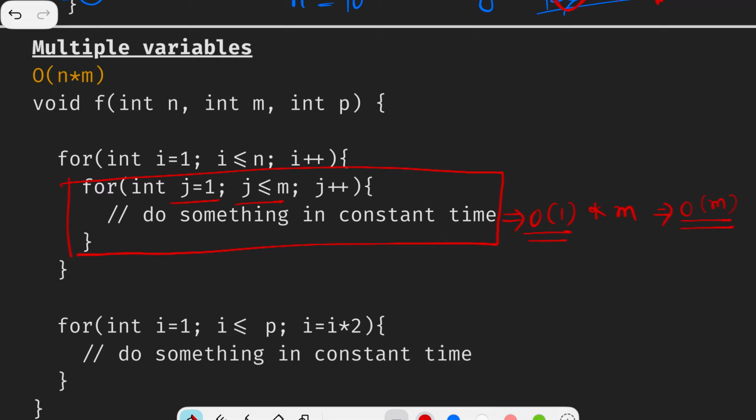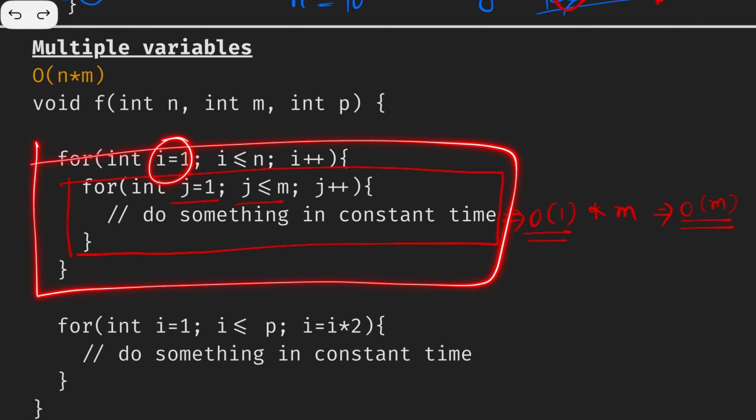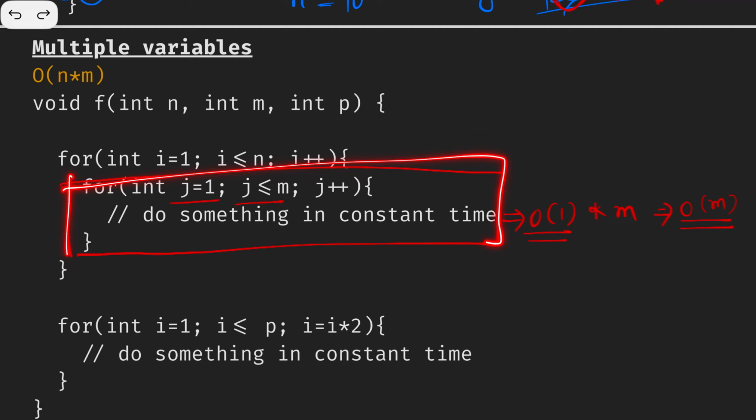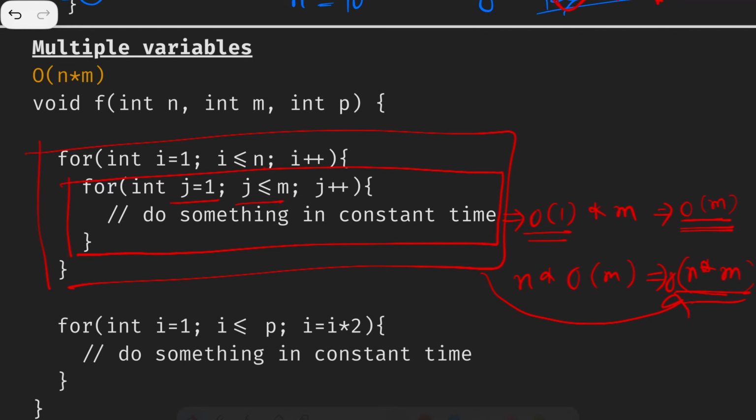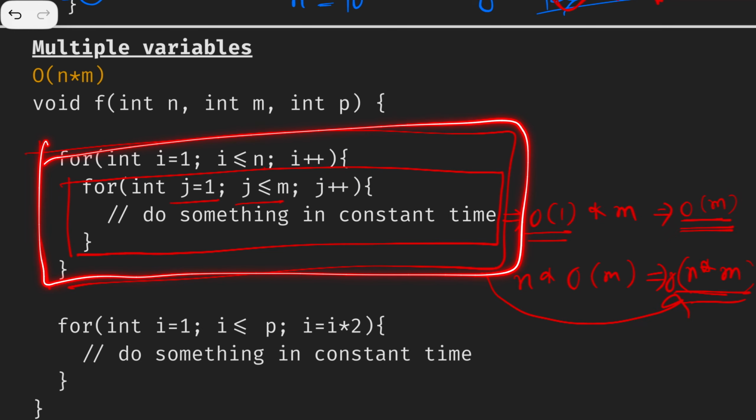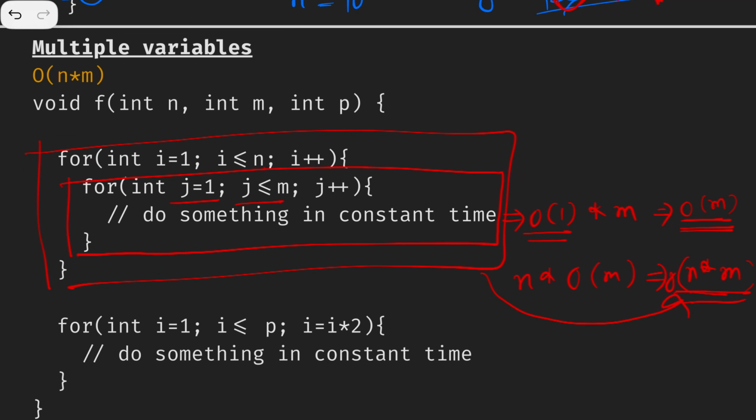Now if you look at this outer loop, i is varying from 1 to n. That means this entire inner loop will be executed n times. So it will be n into O of m. So the time complexity is going to be n into m. So for this particular phase, time complexity is going to be O of n into m. Why am I calling it a phase? Because this for loop starts here and ends here. Finish. The job of this for loop is finished. It's not going to impact any other operation that we see further, correct?